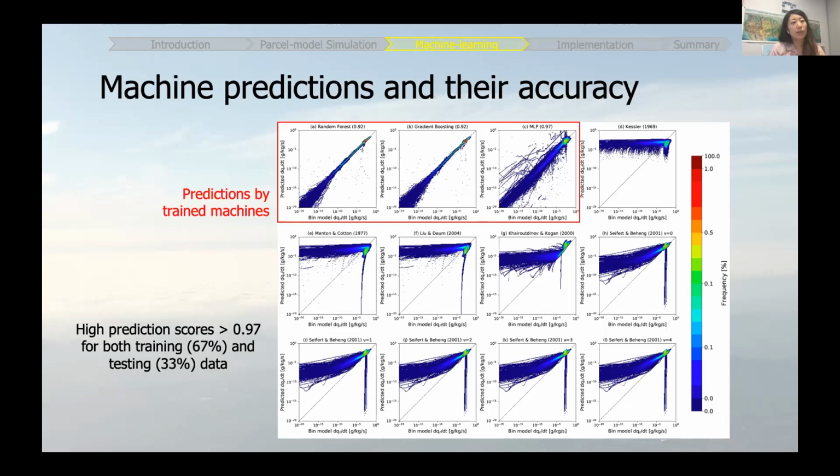I also trained 2 other machines having different structures. One is called random forest, shown in A, and the other is gradient boosting, shown in B. They also had good prediction scores. But when it comes to actually using this machine in a weather forecasting model, MLP was the best for practical use. And there are also other plots from D to L. I'm showing what's predicted or prognosed by the commonly used parameterization for raindrop formation.